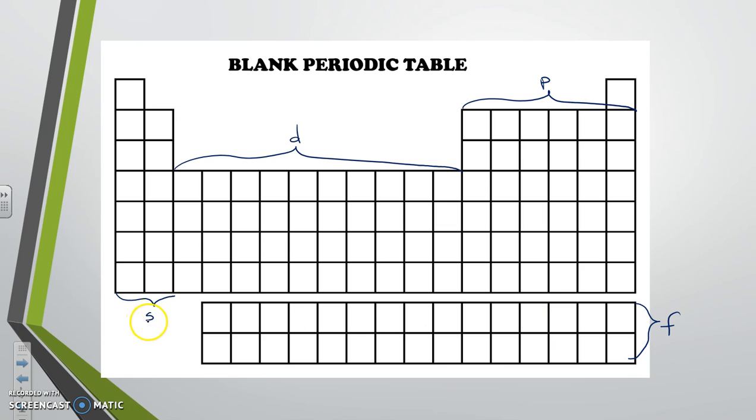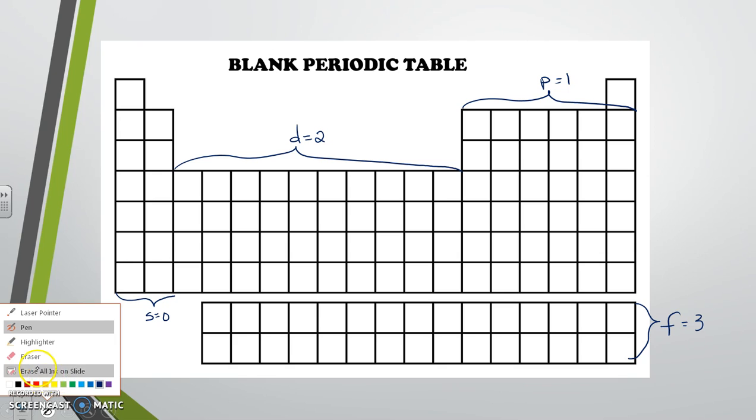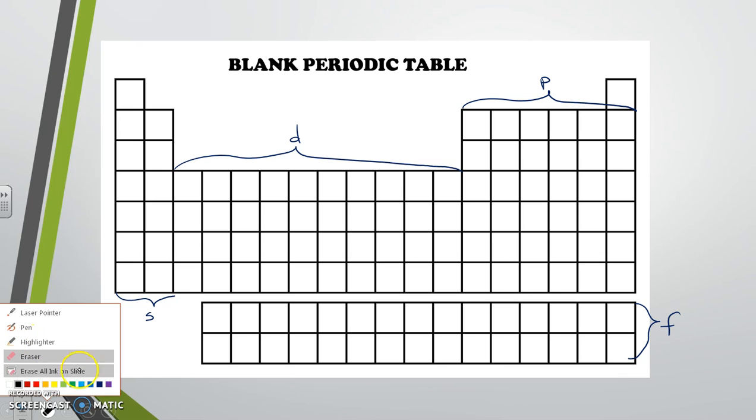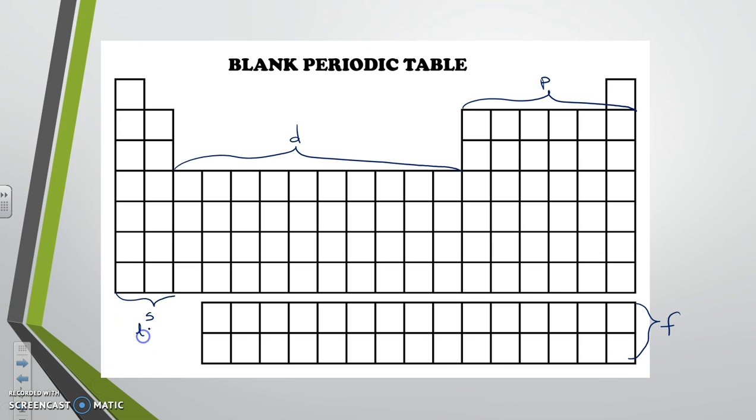Your S orbital has an angular momentum number of 0. Your Ds will have an angular momentum number of 2. Your Ps are 1, and your Fs are 3. Maybe it would be a better idea if we put it as L. Sorry, I know you just wrote that on your things. Okay, let's try that again. So this L would be 0, L would be 2, L is 1, and L is 3.